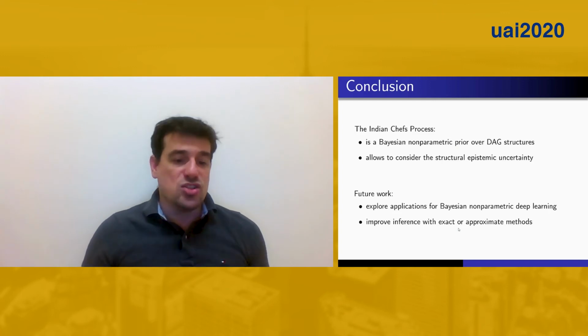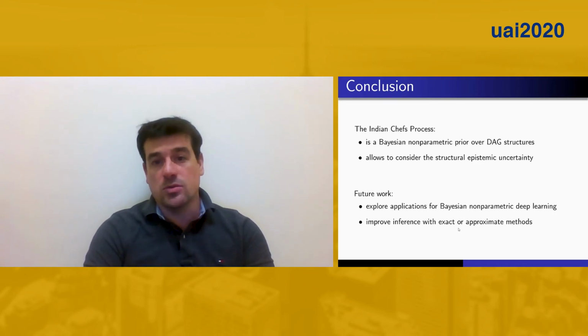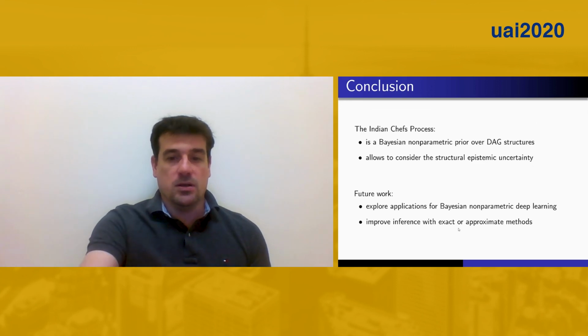So basically, the Indian Chef's process is a prior over infinite DAGs, a Bayesian nonparametric prior. It allows us to consider the structural epistemic uncertainty, and I hope we will see more applications in Bayesian nonparametric deep learning later.